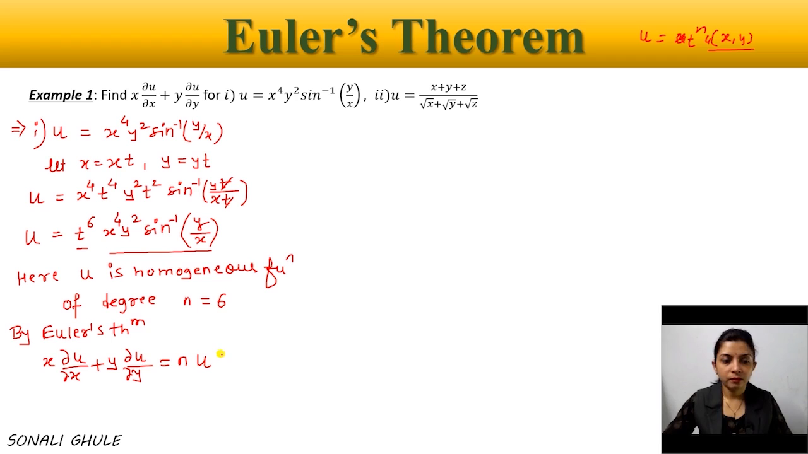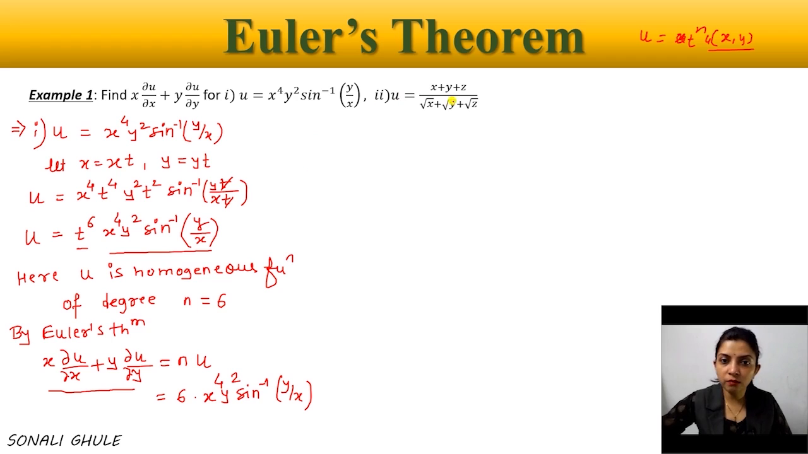Okay, you have to take a difference between the two: when u is homogeneous and when f of u is homogeneous. F of u means z. Okay, so what is the value for n here? It is 6. And what is u? That is the given function. So I can write here x raised to 4 y square sine inverse y upon x. So that is the value for this x dou u by dou x plus y dou u by dou y.